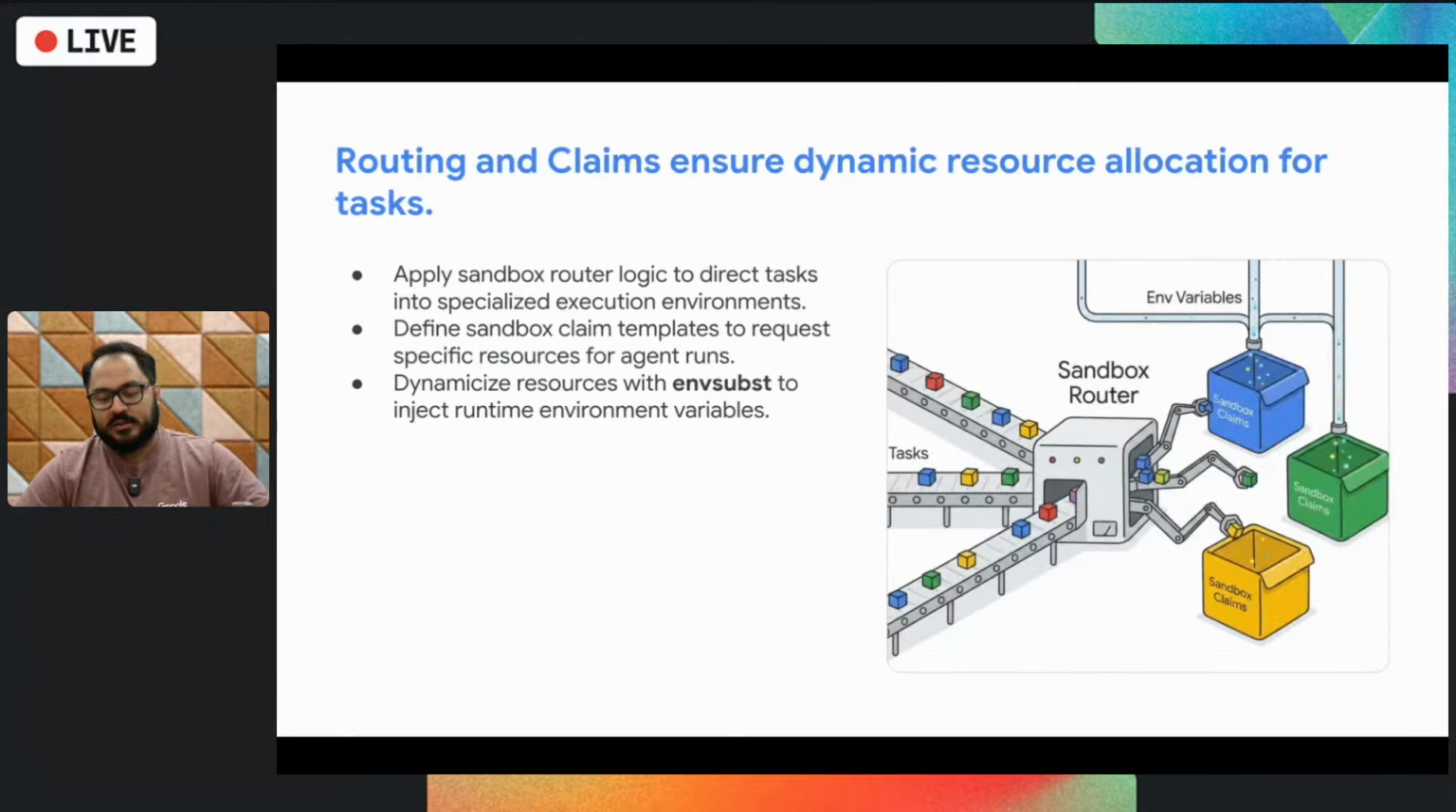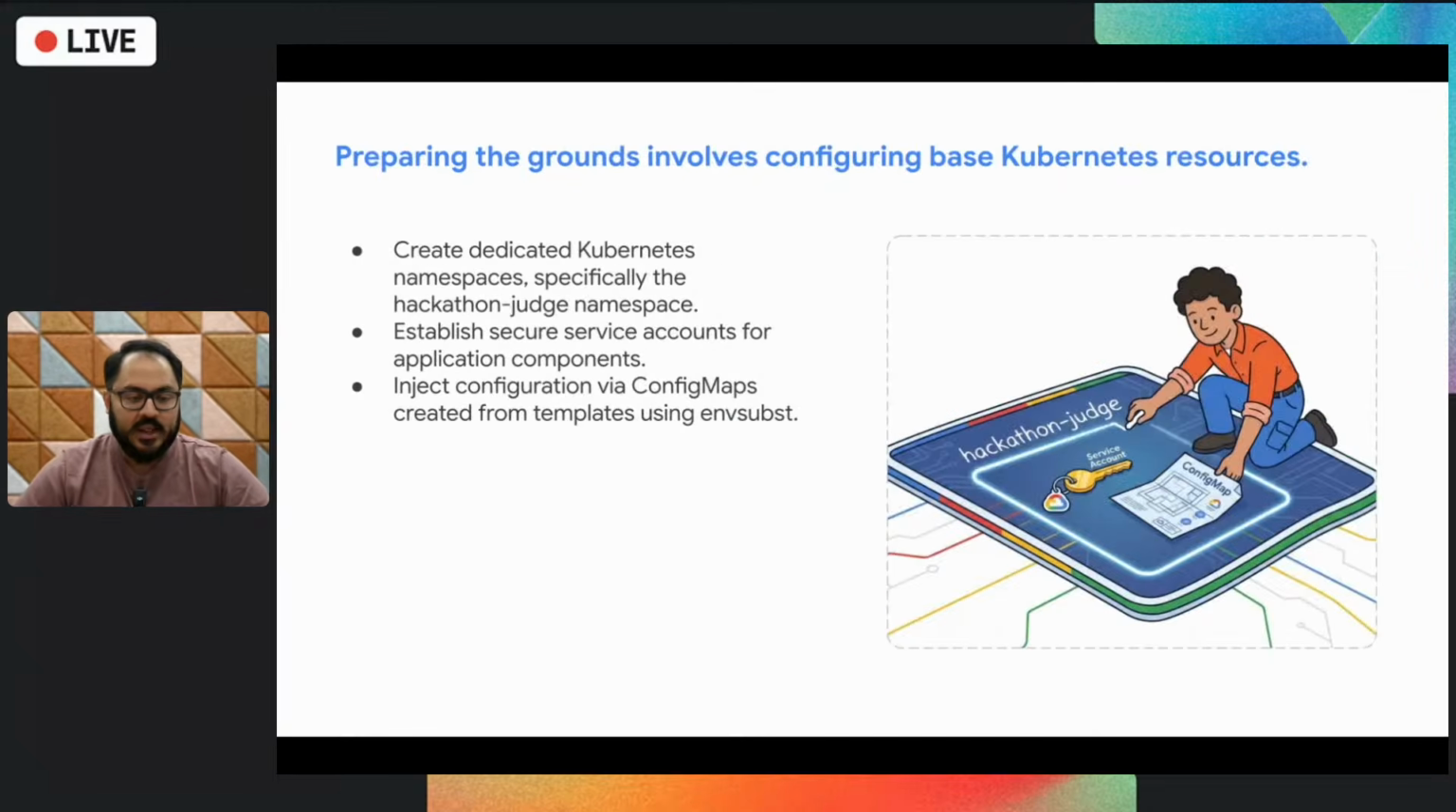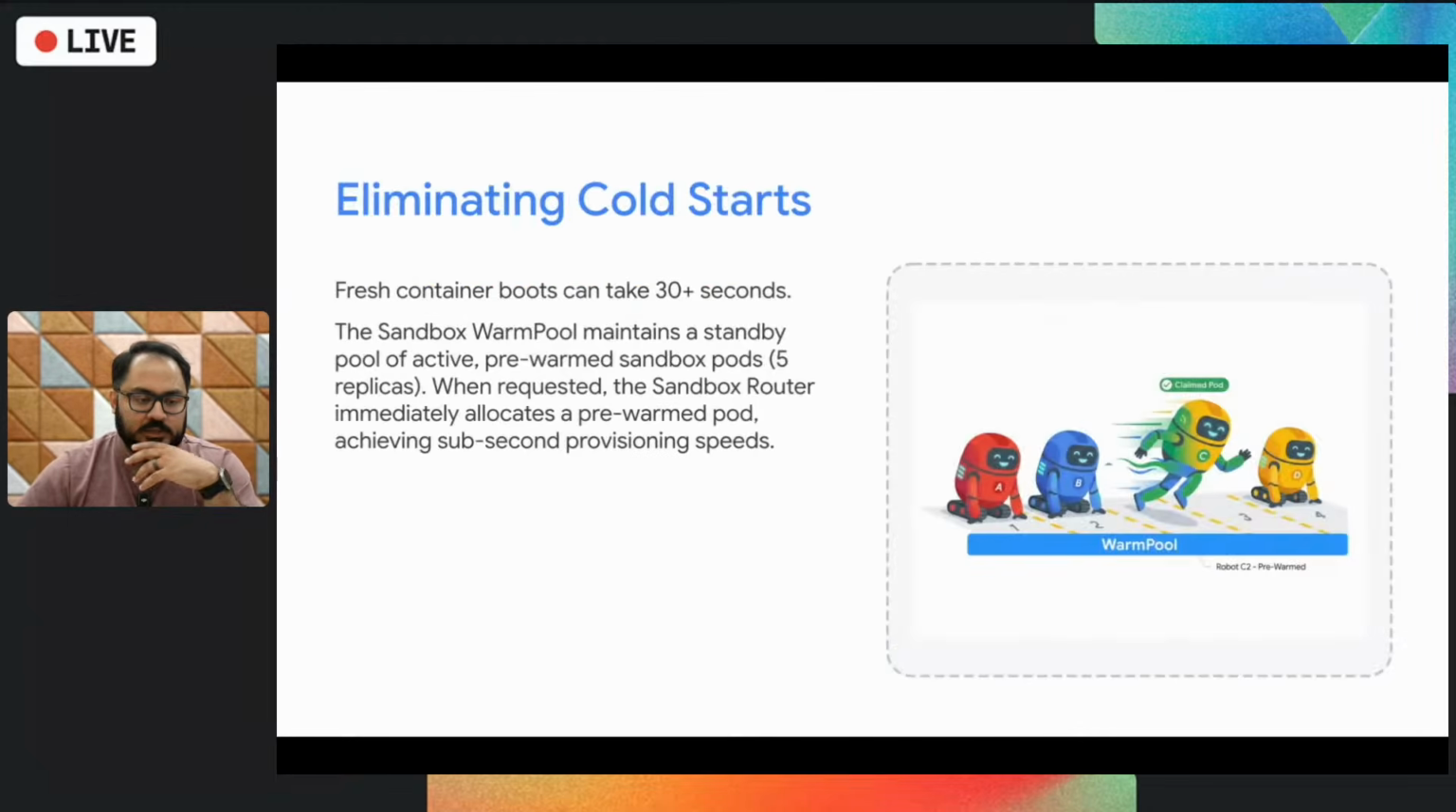Again, we have the sandbox router we talked about, which routes to the right sandbox claims. And then we also have a bunch of other resources that you can create in Kubernetes, like we can inject secrets via config maps or secrets. You can also pass in other configuration using envsubst. Okay, so you have all these resources happening.